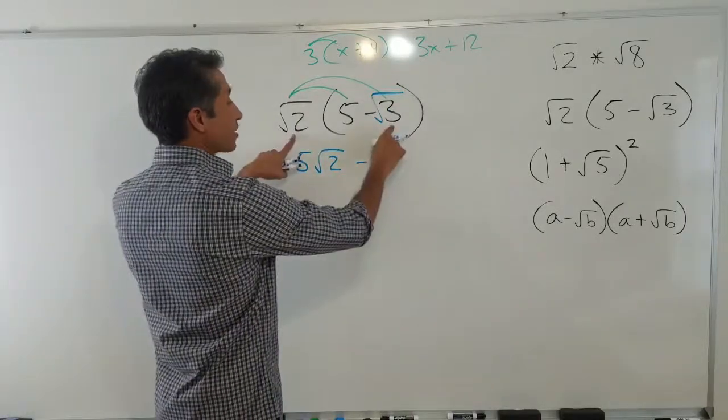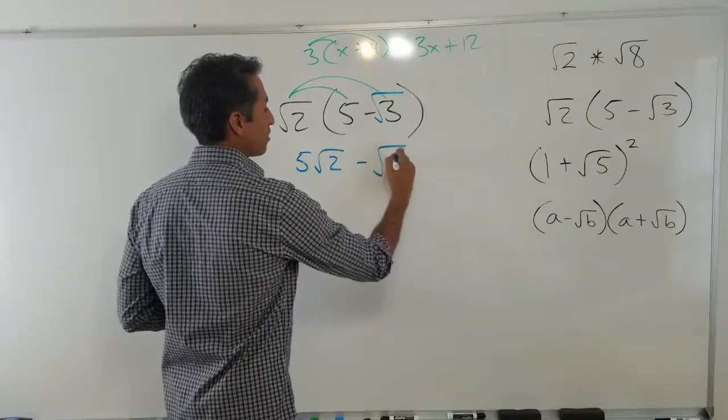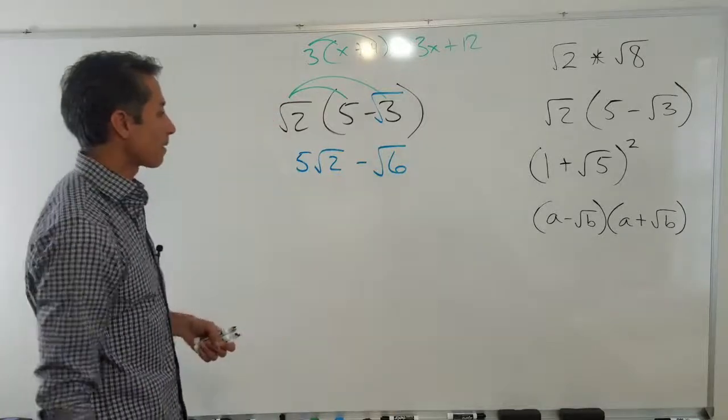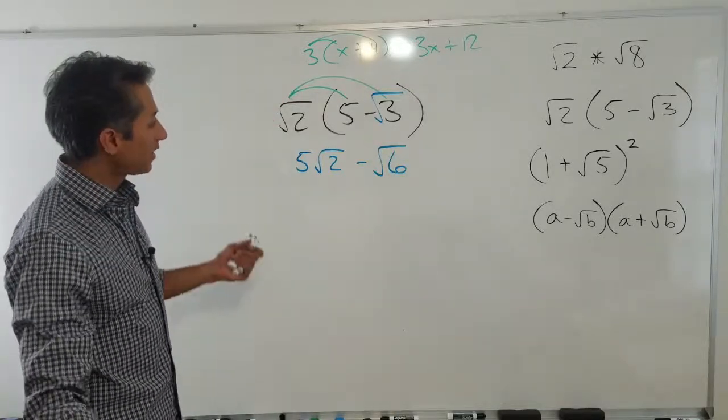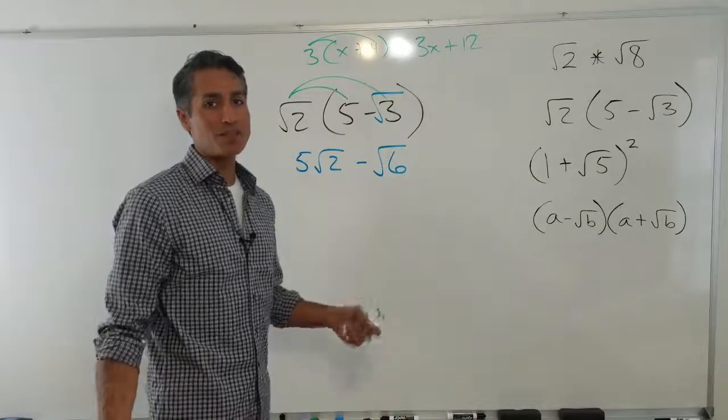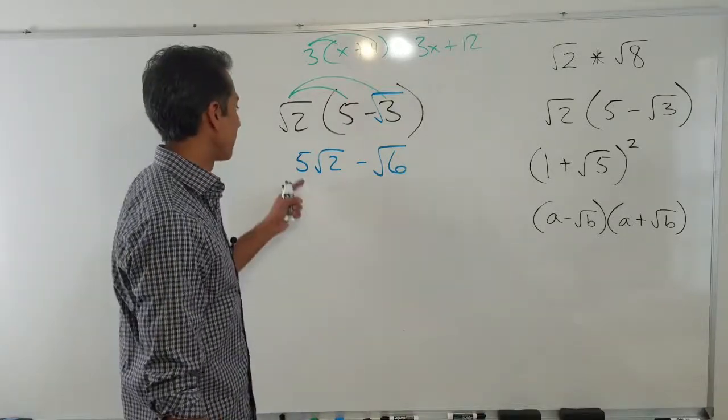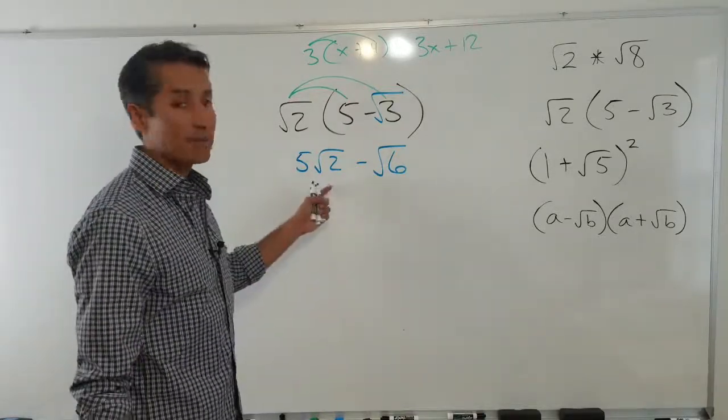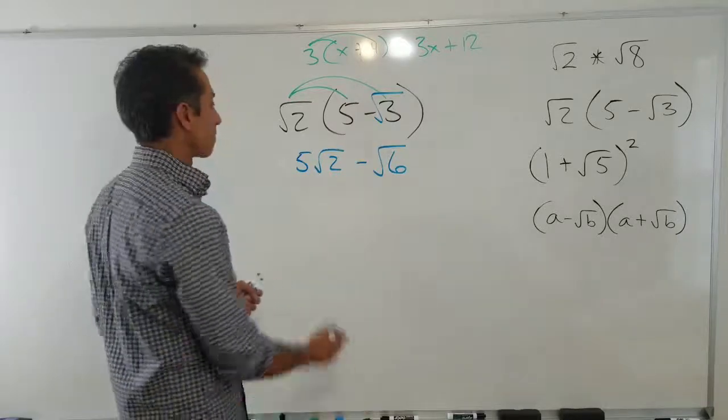Square root of 2 times the square root of 3 is going to give me the square root of 6. Okay? And at this point, can I combine like terms? No, I can't really do anything. So at this point, for a problem like this, that's your answer.